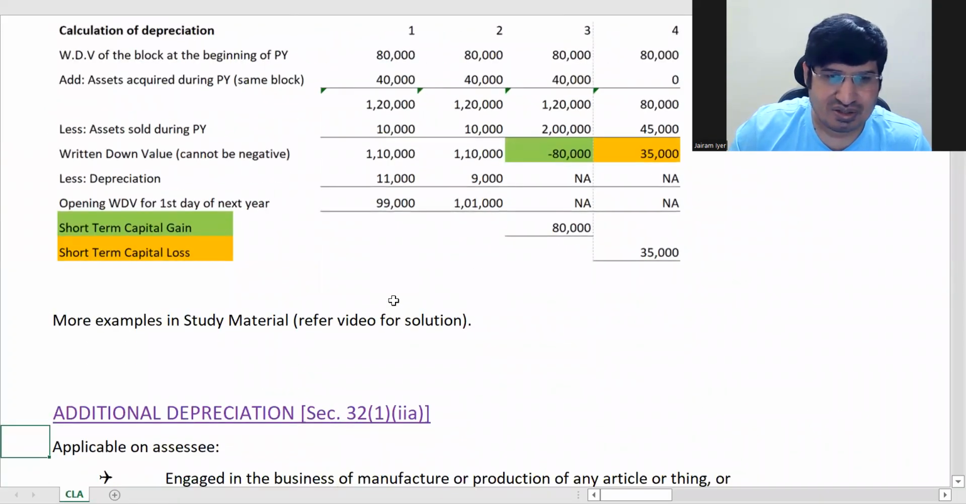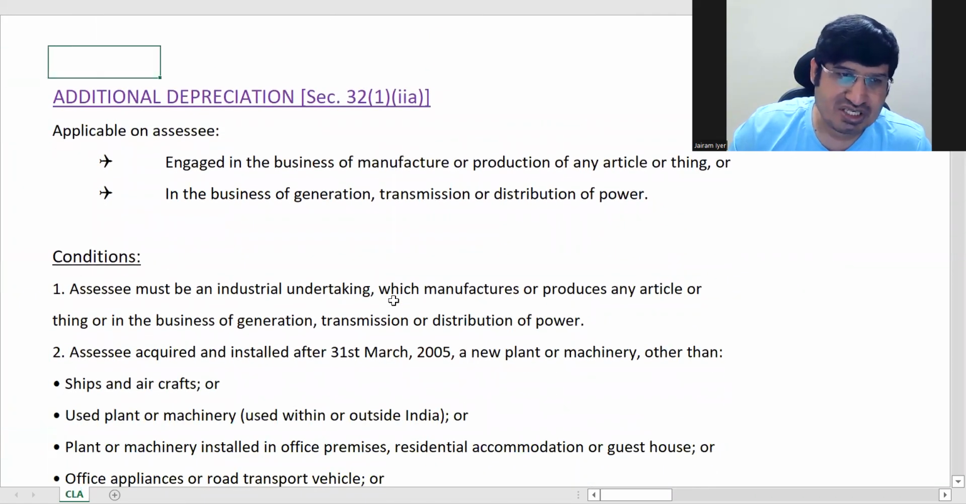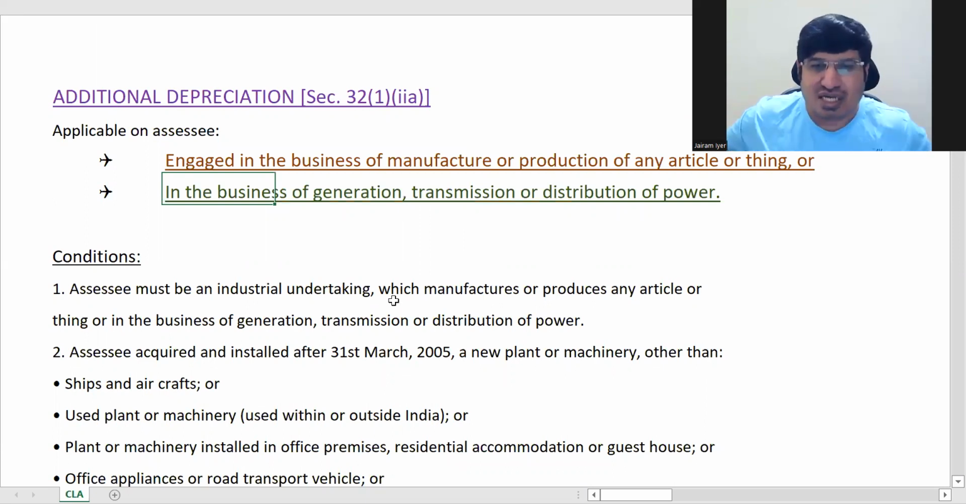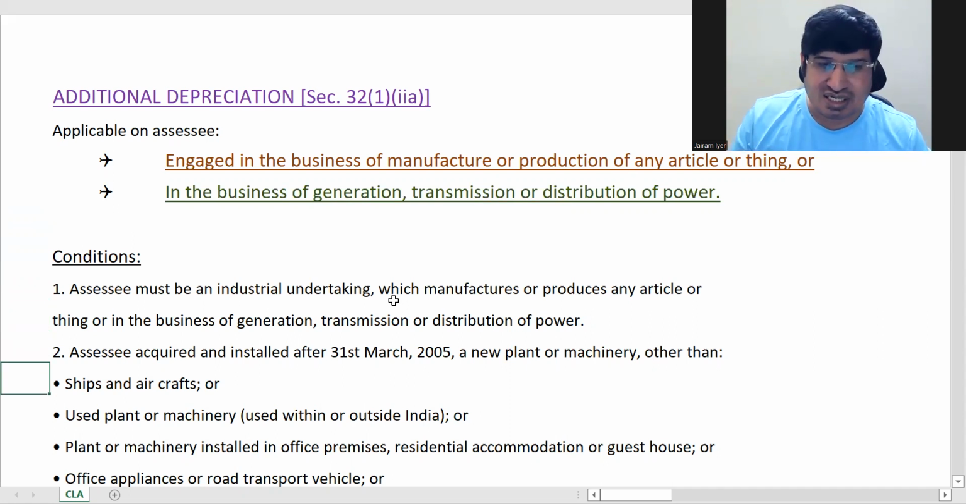This is the one. Then we did additional depreciation. Additional depreciation is given if you are in the business of manufacture or production of any article or thing. You have to be in the business of manufacture or production or power business, generation, transmission or distribution of power. In additional depreciation there are two things. One is your normal additional depreciation, second is for backward areas, for backward states.